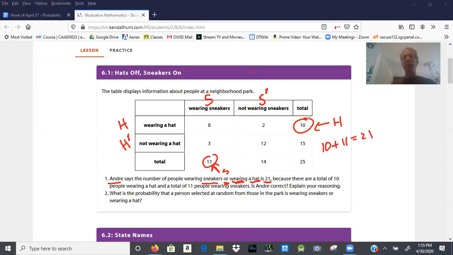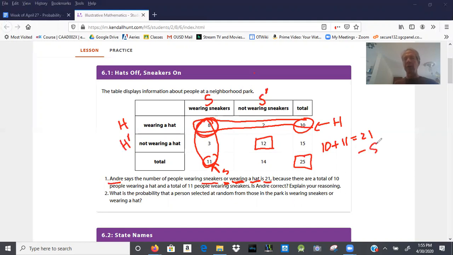And usually after people look at this for a while, one of two things they notice. First of all, they notice that you added in the 8 twice, so that number's probably too big. What some people will sometimes notice is, wait a second, there's 12 people who are not wearing a hat or sneakers, so this number's too big if there's only 25 people in the table. So we need to subtract out one of those 8s. So let's minus the 8 out. We get 13 people who are wearing a hat or sneakers.